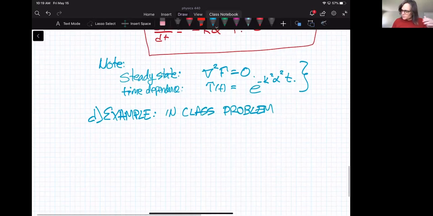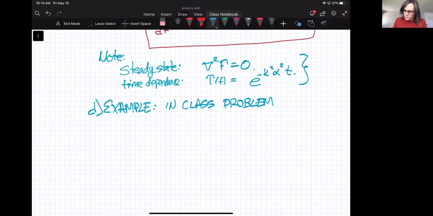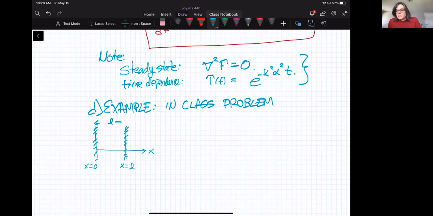So the example is the following. Suppose you have a slab. This is just going to be a one-dimensional problem. So we're just going to have a slab that's going to be set so it has some temperatures. It'll have a length L, right? So we're only concerned with essentially the temperature as x runs from 0 to L.